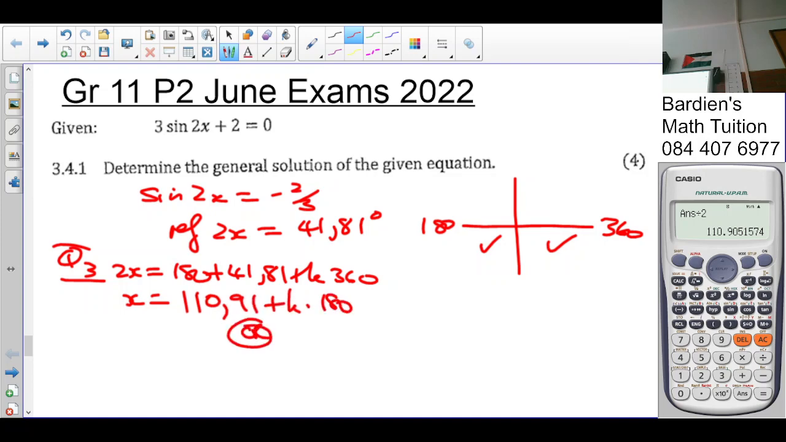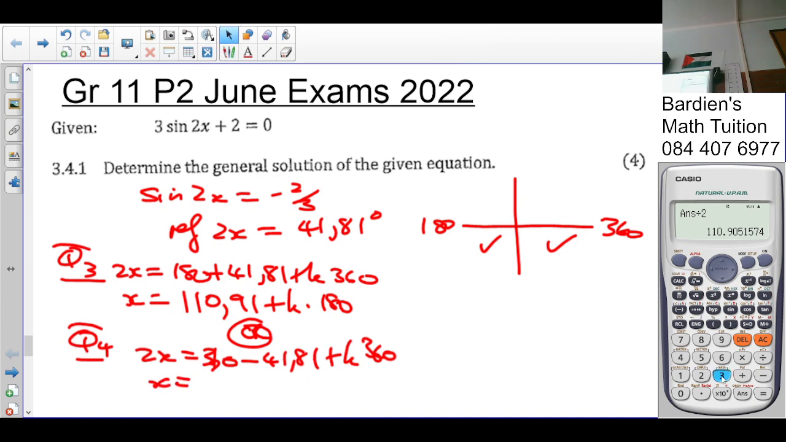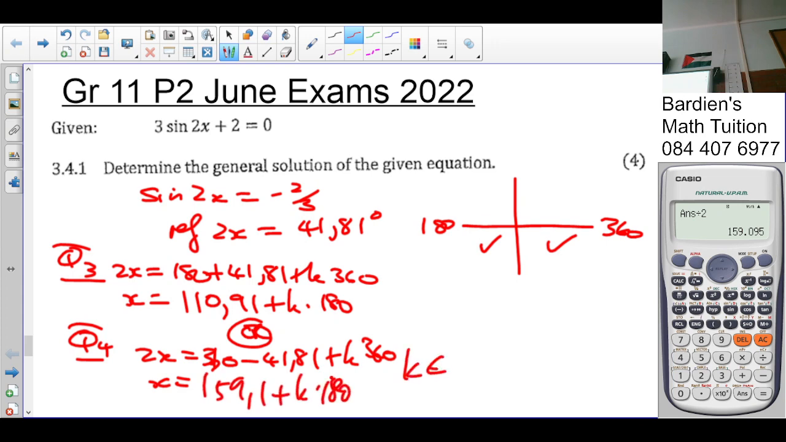Or quadrant 4, which is going to be 2x is equal to 360 minus 41,81 plus k times 360. So that's going to give you 360 minus 41,81 divided by 2 is 159,1, plus k times 180, where k is an element of integers. Again, if you leave this out here, you will lose a mark there. Okay.